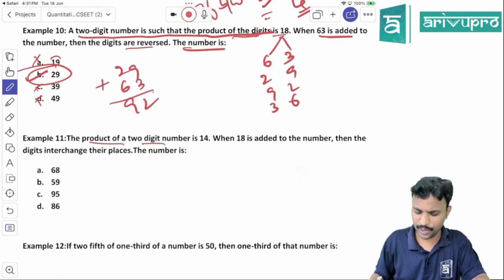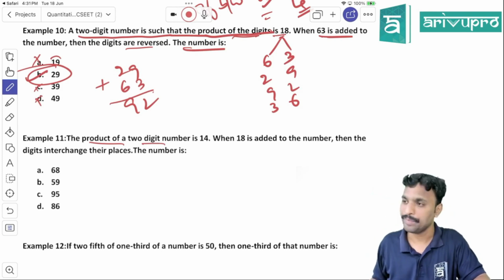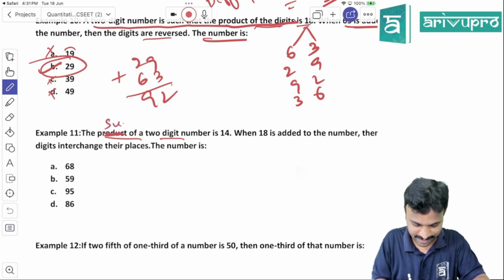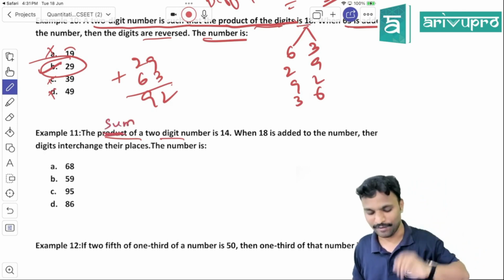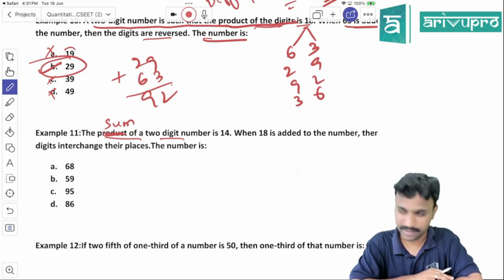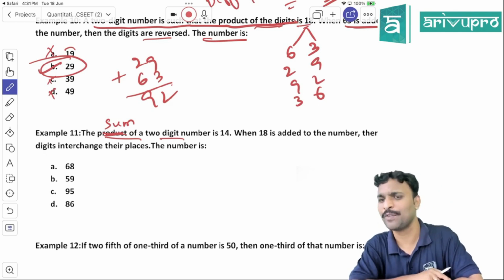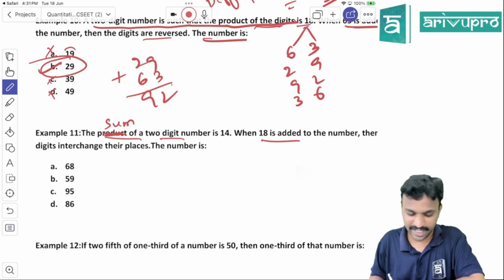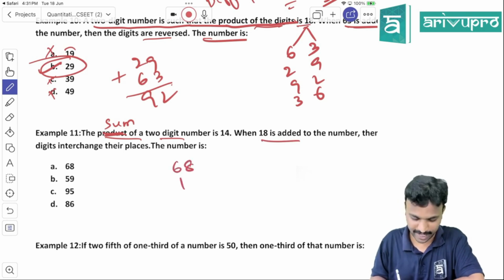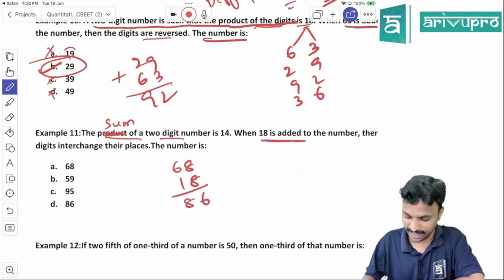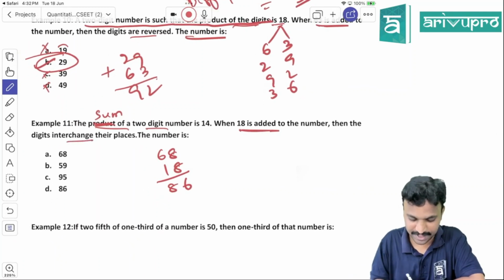The product of the two digits is 14. Which option? Oh, it's not product, it's a sum. The sum of the two digits is 14. Tell me, which option? 6 plus 8, 14. 5 plus 9, 14. 9 plus 5. All options are giving the sum equal to 14. Now 18 is added. 64 plus 18. How much is it? 68 plus 18 is 86. After adding 18, the digits interchange their places.